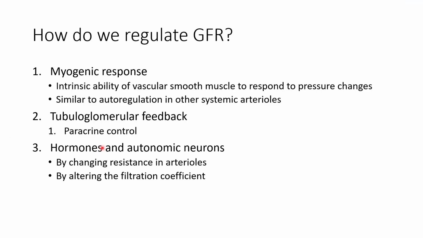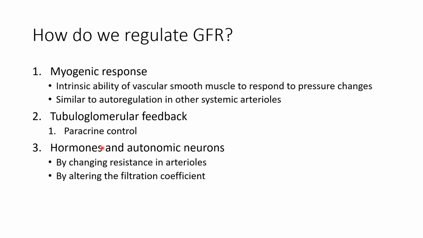3 ways this is accomplished. The first is what we call the myogenic response. This myogenic response refers to a stretch response found in the vascular smooth muscle in the arterioles in the glomerulus that respond to pressure changes. So as the pressure increases in the glomerulus, that smooth muscle is going to resist and respond to that pressure and either vasodilate or constrict as needed.